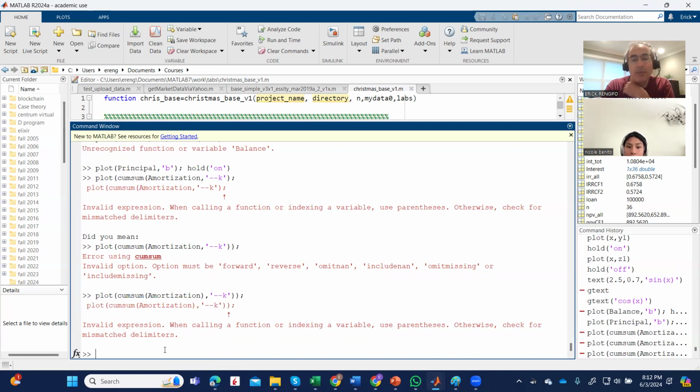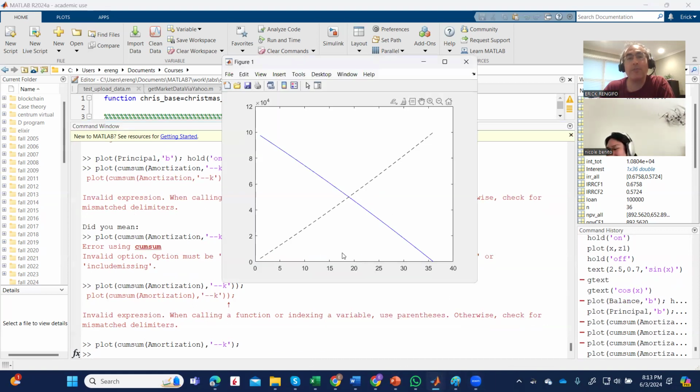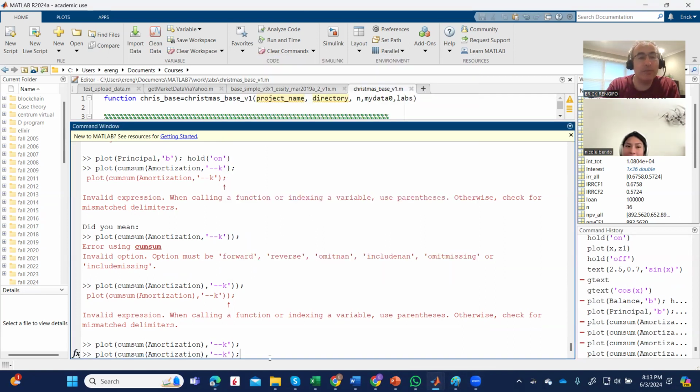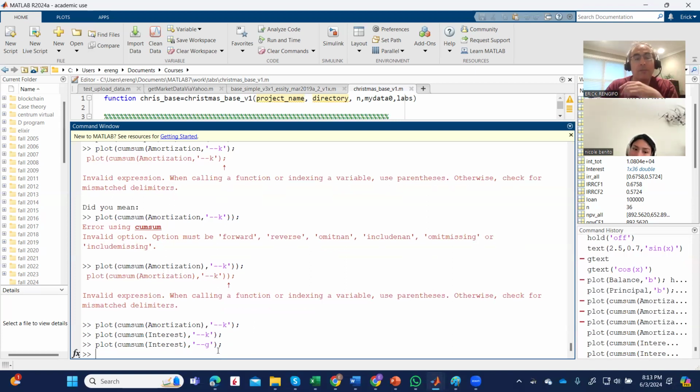Plot. Yeah. Yes, of course. Why not? There's an extra one at the end. This one. No, that should be it. Here we go. So this is basically my amortization going on there. And then the last one is going to be interest, right? Interest. Oh, well, we can call this different. We can call this green, perhaps.